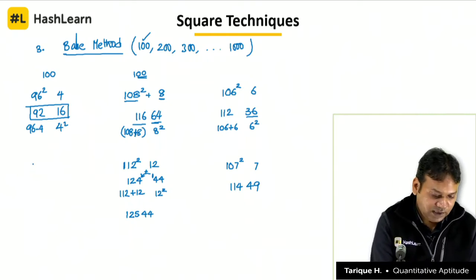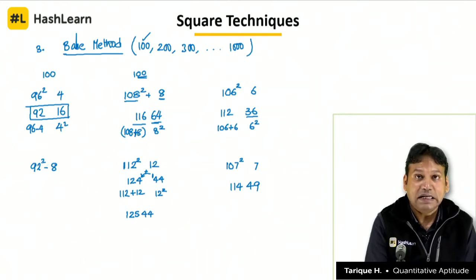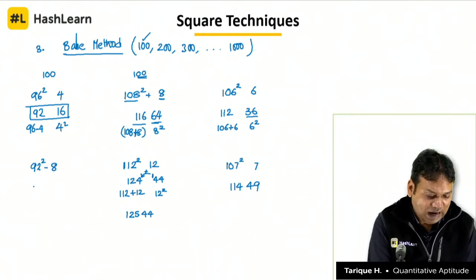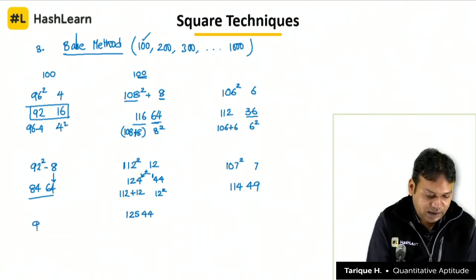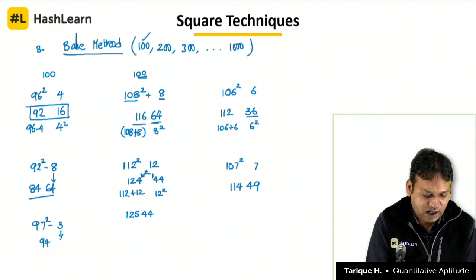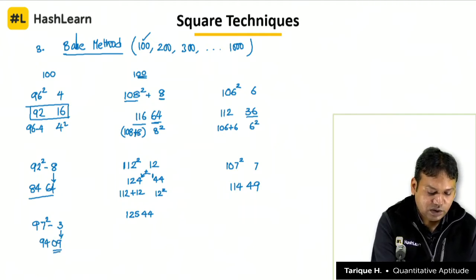Okay. Let us say for example 92 square. So 92 minus 8 we will do directly, because 92 is 8 less than 100. So 92 minus 8 is 84, and 8 square is 64. So the final answer is 8464. Correct. Let us say 97 square. So how much less than 100? 3. 97 minus 3 is 94, and 3 square is 9, but you write 09. Why 09? Because the base has got 2 zeros.